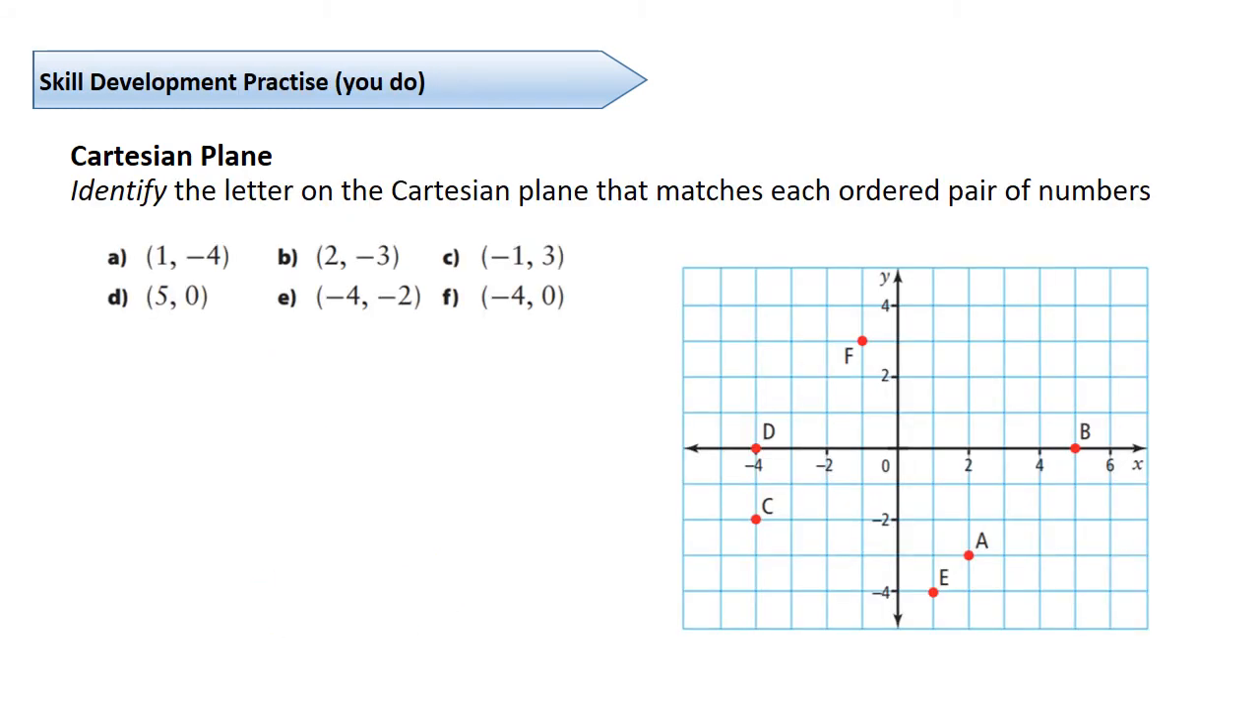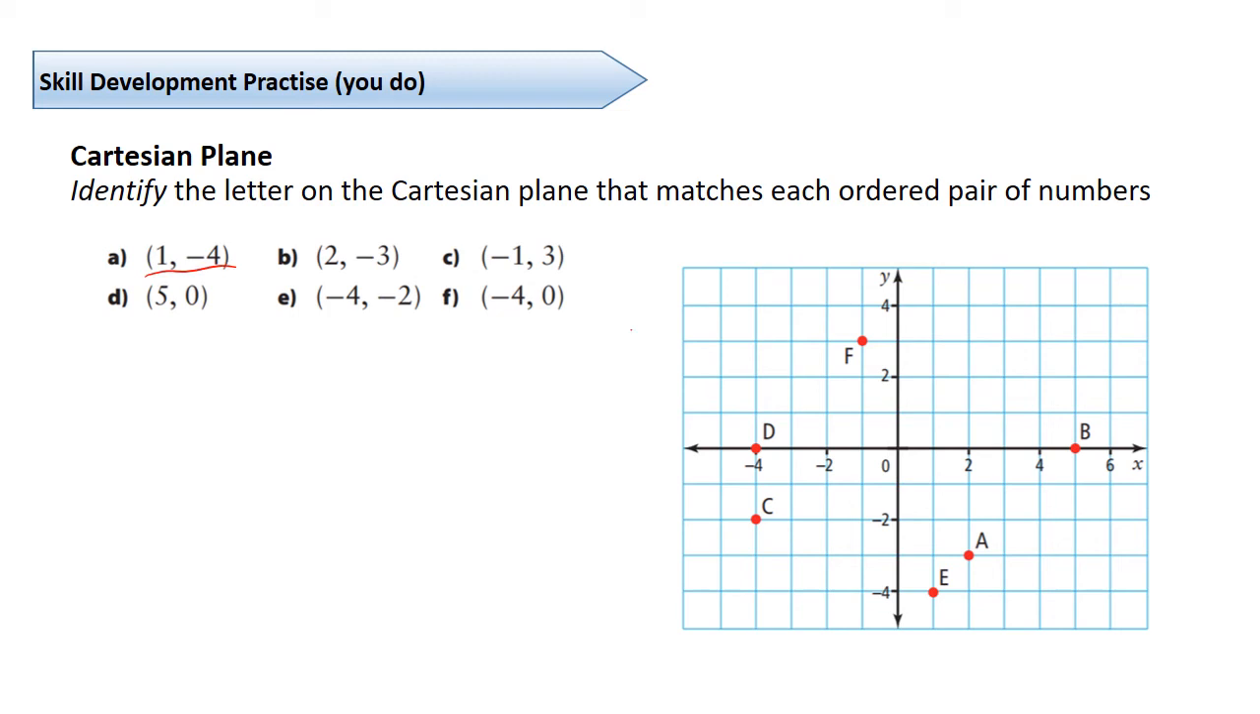Right, with this one, you're going to identify the letter on the Cartesian plane that matches each of the ordered pairs of numbers, so you're working backwards from what you did before. So pause this and have a go at answering some of the questions. If you're struggling, play for a tiny bit, watch me do the first one, then pause, and then continue to do the rest. Right, the first one here, we've got 1 and -4.